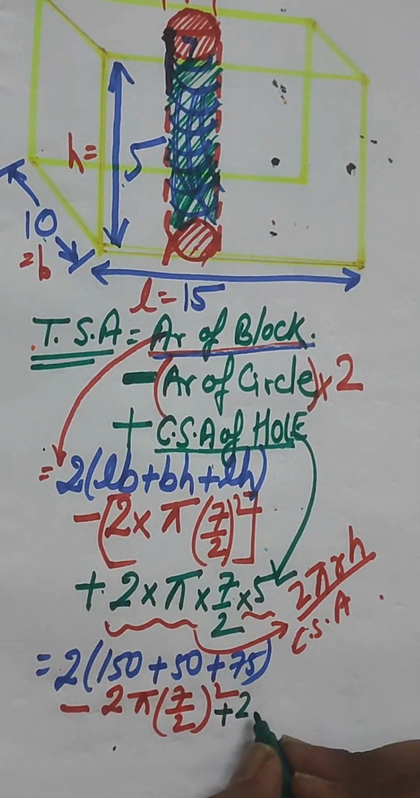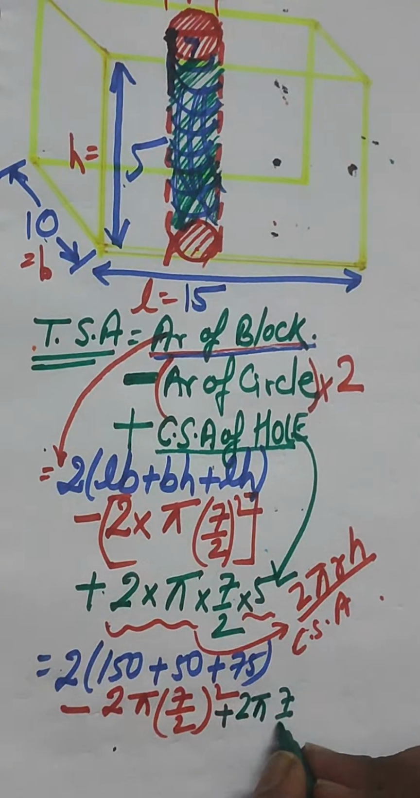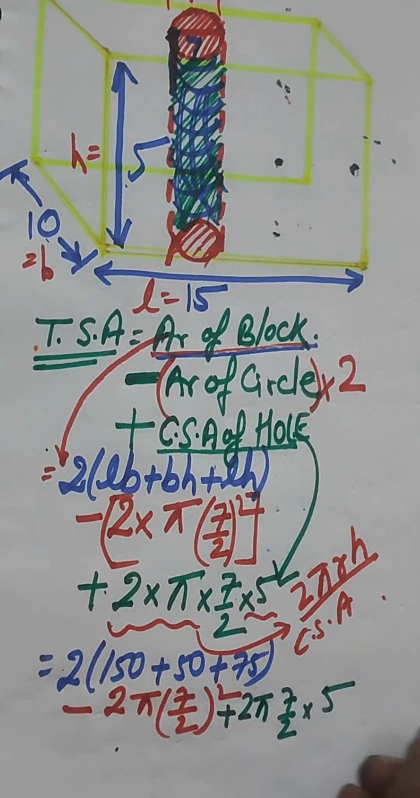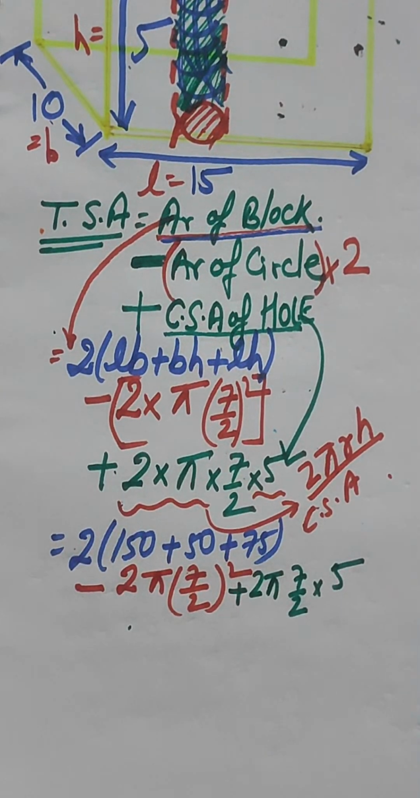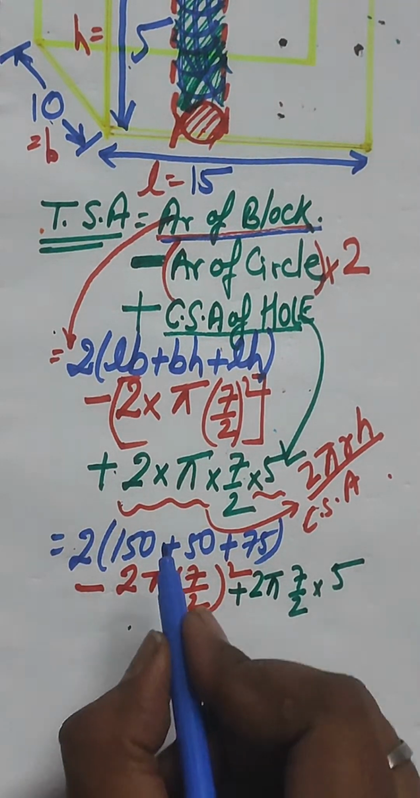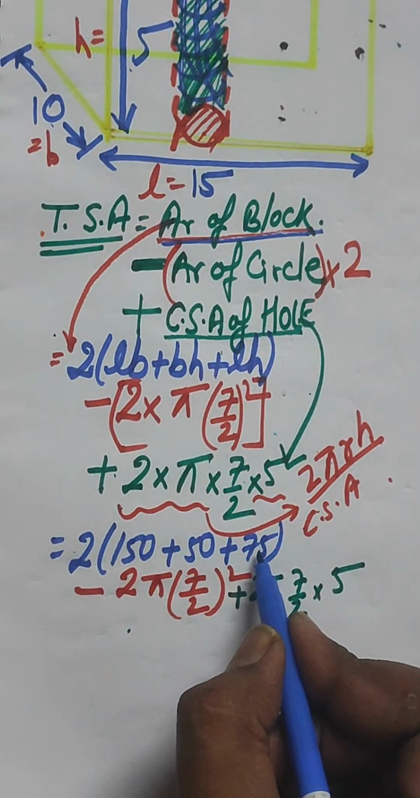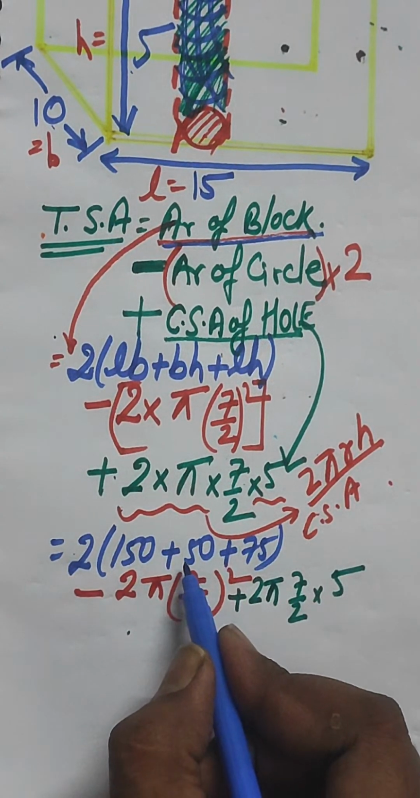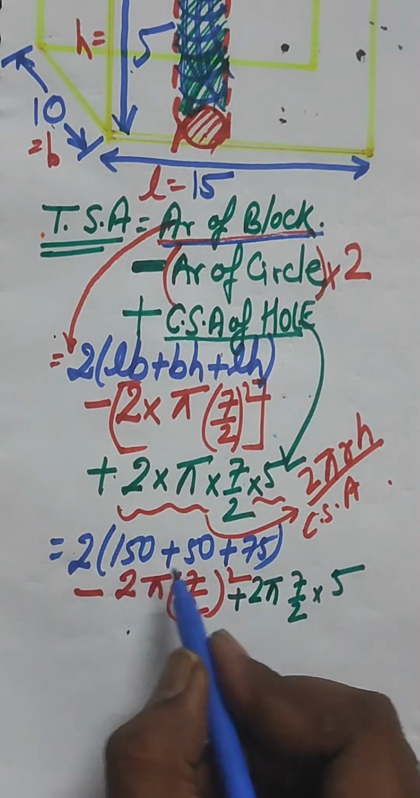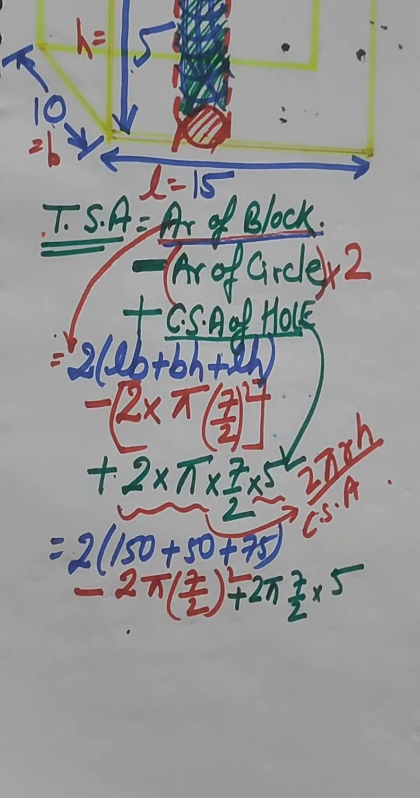So 2 pi, and r is 7 by 2 and h is 5, right? So when you solve it, you can see 150 plus 50, plus 75... you can tell me, 250 plus 75 is 325, right?